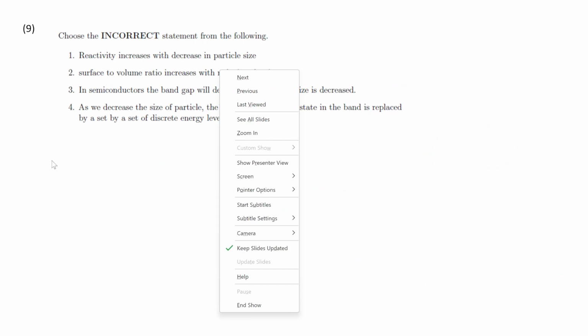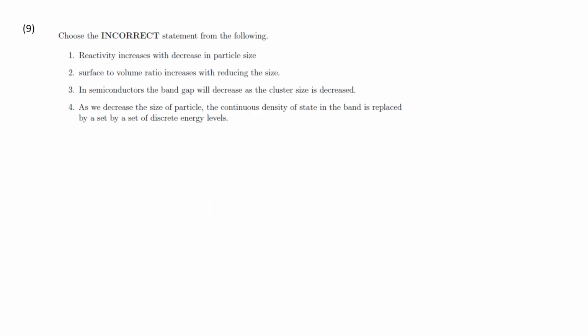Now what we will do is choose the incorrect statement from the following. So the reactivity increases with decrease in the particle size. Let's say we have some particle. If the size decreases, the surface to volume ratio, which goes as 1 by r, where r is the radius, increases. If the particle size decreases, we will have a lot of particles for the same volume, and it will have more surface area.